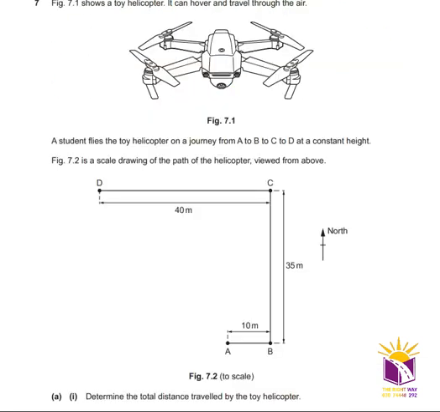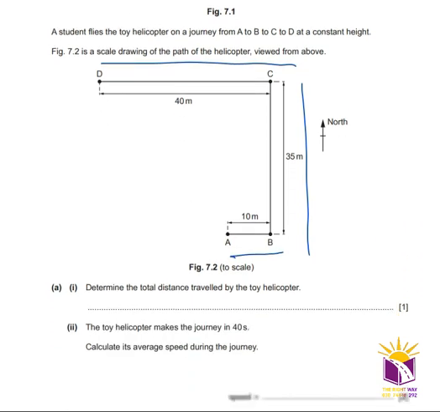Question number 7, figure 7.1, shows a toy helicopter. It can hover and travel through the air. A student flies the toy helicopter on a journey A to B, then B to C, and then C to D. Figure 7.2 is a scale diagram of the path of the helicopter viewed from above. Determine the total distance traveled by the helicopter.